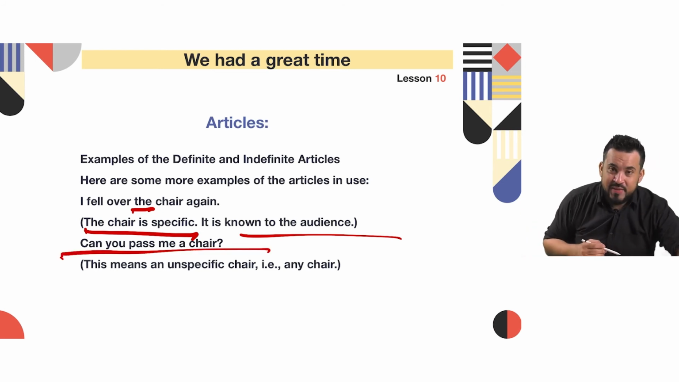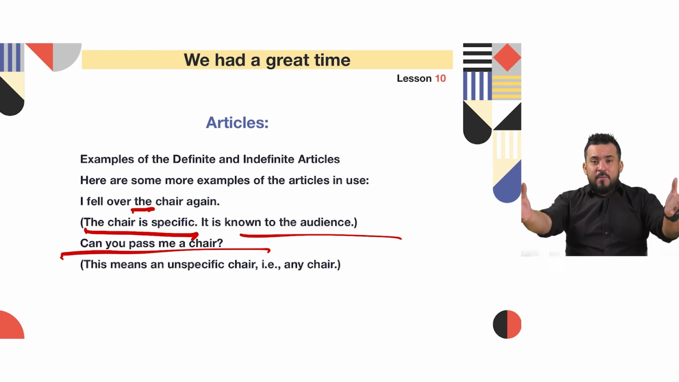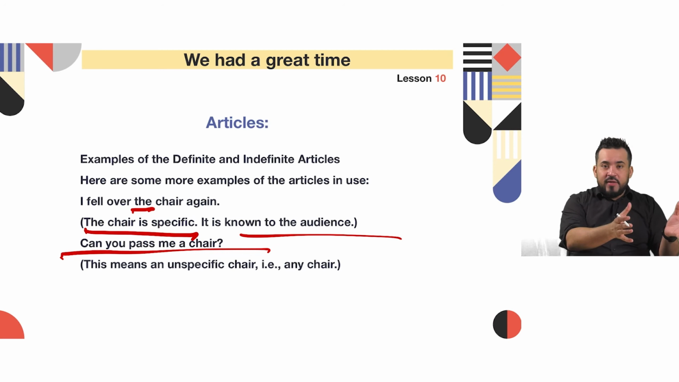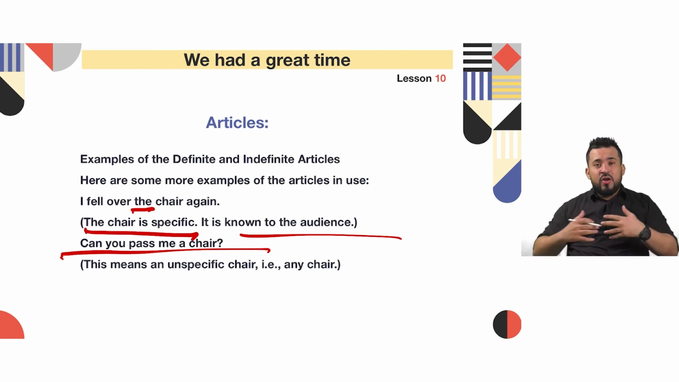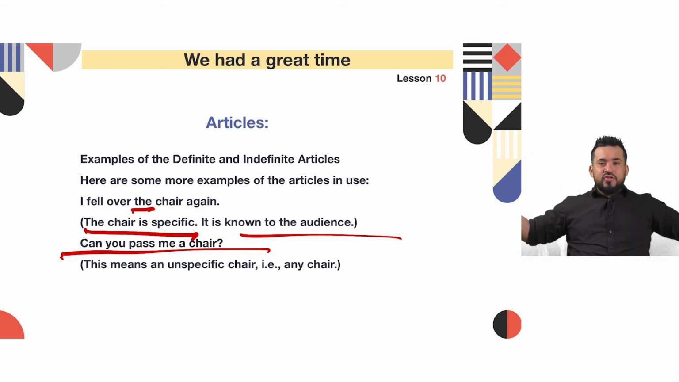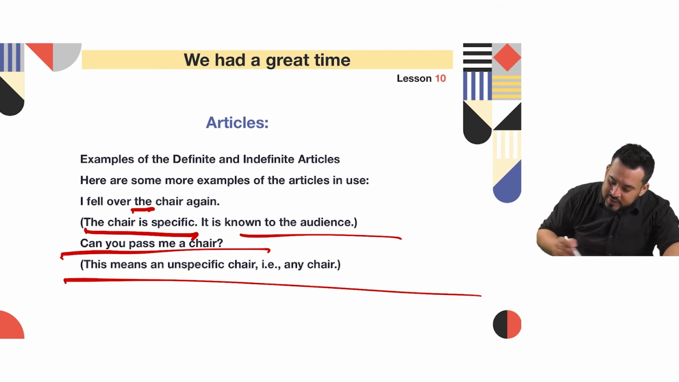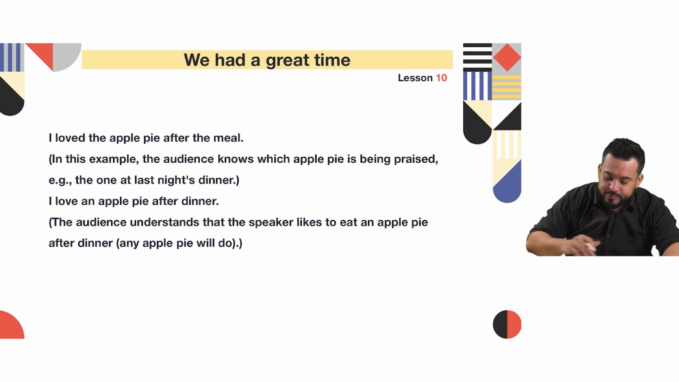Can you pass me a chair? Can you pass me a chair? That means pass, it means like bring or give me a chair. Any chair would do. Anywhere I can sit is fine. So we're not talking about a particular chair or a specific chair. We're talking in general about just any chair. I just want to sit down. All right? This means an unspecific chair.